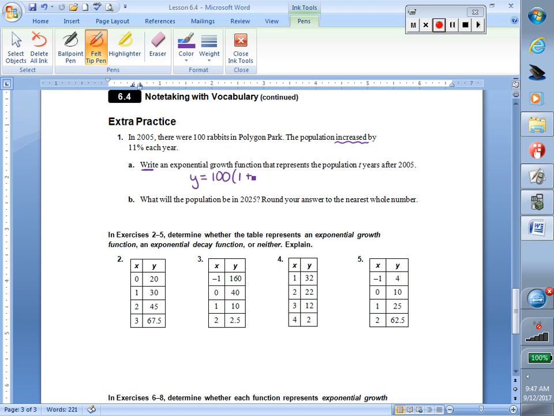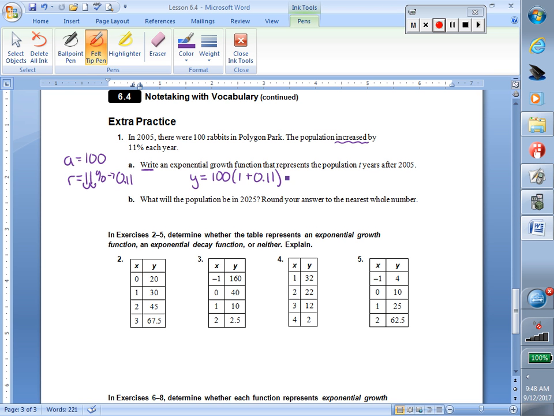The 1 is always in the parentheses. The 1 represents our starting amount from the year before. It's our percent. The R is our rate of growth written as a decimal. So our R value, our rate's 11%. I need to change that to a decimal. I need to move the decimal point 2 places to the left. And actually, let's go ahead and let's write down what our A value was. Our A started off as 100 rabbits.